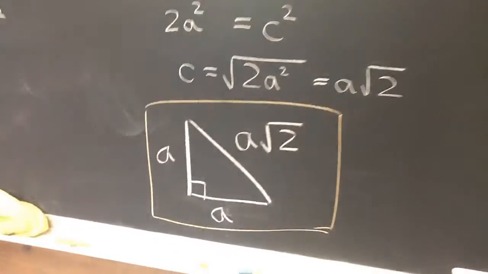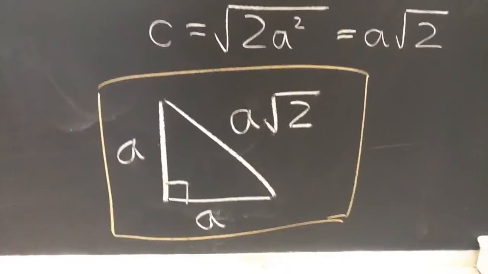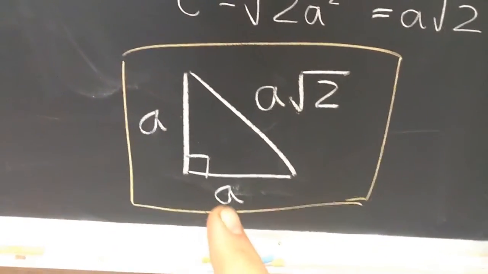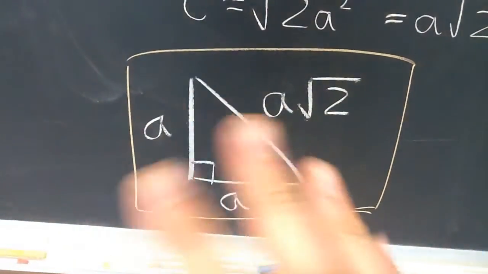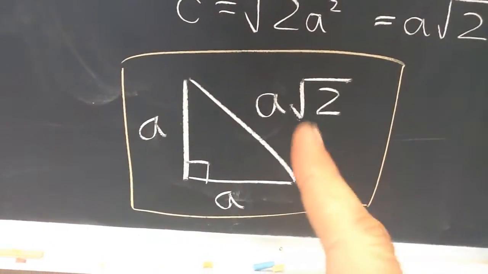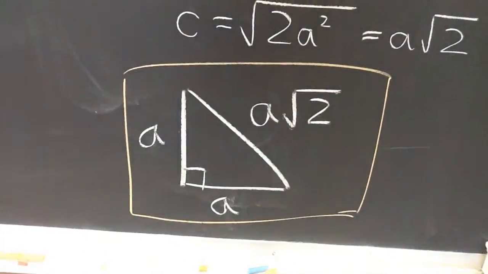And so, yeah, that's the special relationship that exists in an isosceles right triangle between the legs and the hypotenuse. You actually don't have to go through the whole Pythagorean theorem to figure out the hypotenuse. Just take the leg number and multiply it by the square root of 2.